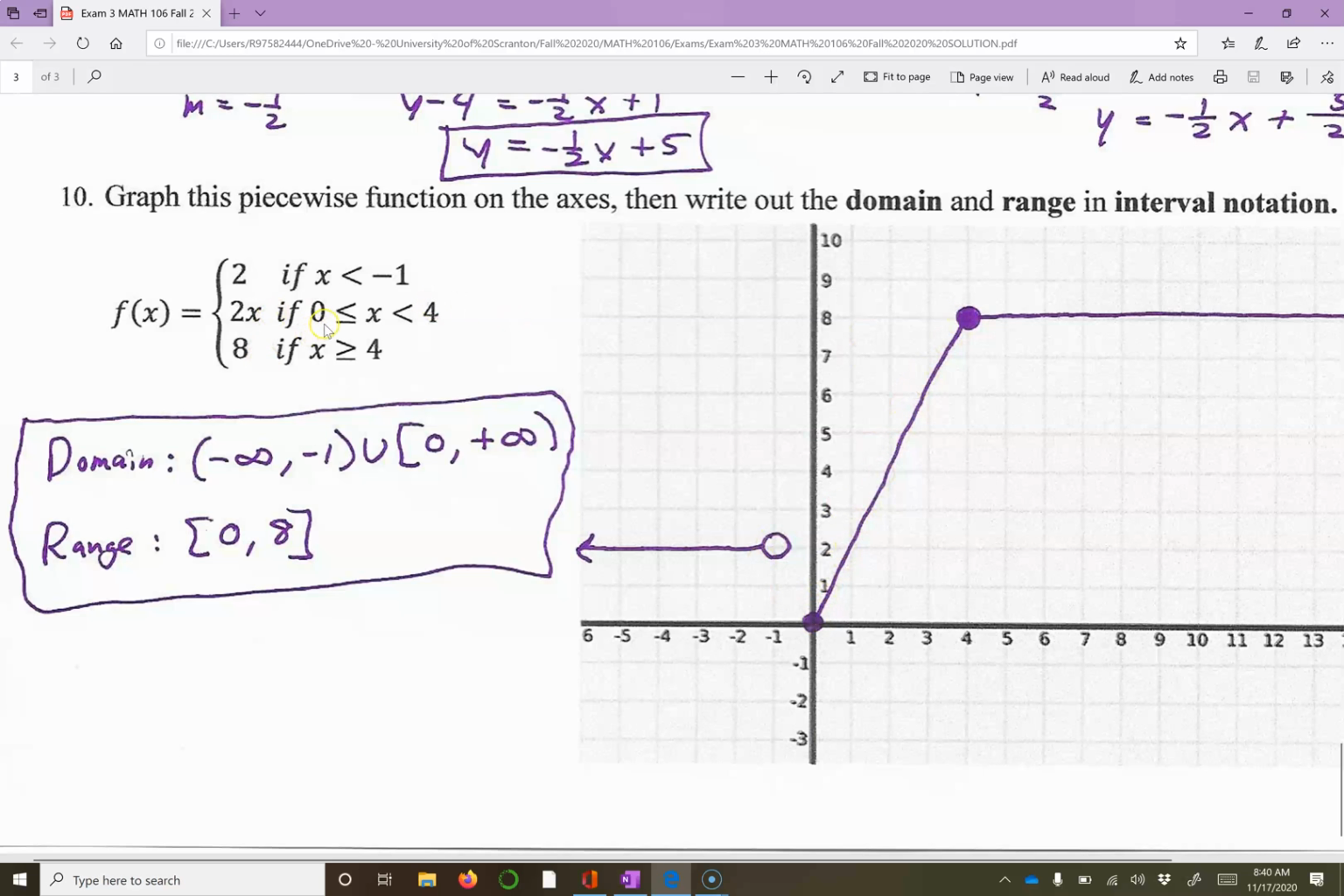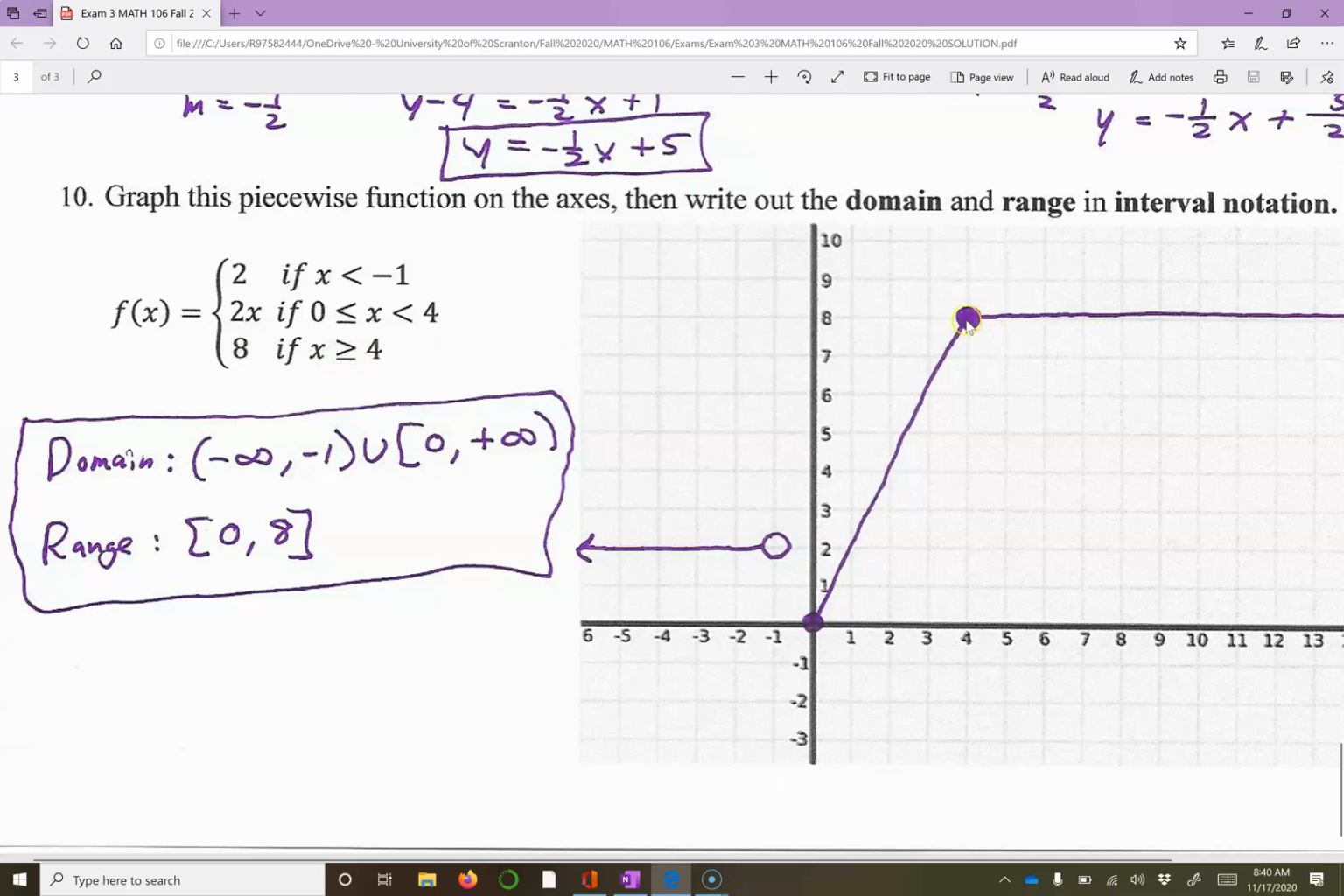So you have to really figure out what's happening at 2x when x is 0. Well, it's 0, so you're at the origin. And then what happens at 2x when x is 4? Well, you're at 8, so that's how I knew to go up to 8 here. So there's your line. And then finally, it's just 8 constant all the way to positive infinity when x is greater than or equal to 4.